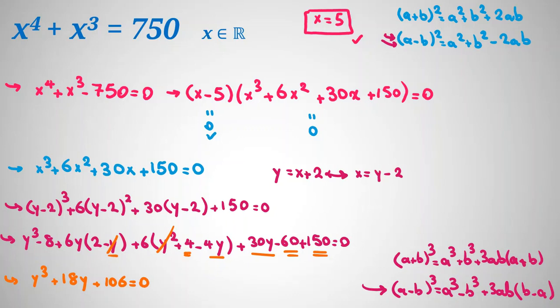Now it's the equation that we should solve. Let's consider something first. Because x is a real number by assumption, y is also a real number because y is x plus 2. Let's write this equation: y cubed plus 18y plus 106 equals 0, and y is a real number.